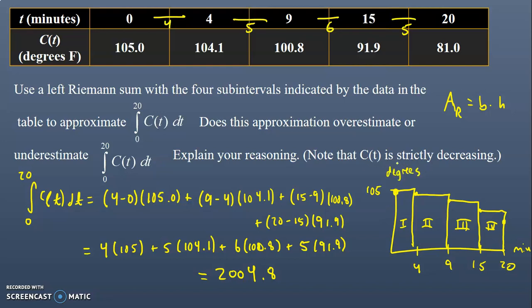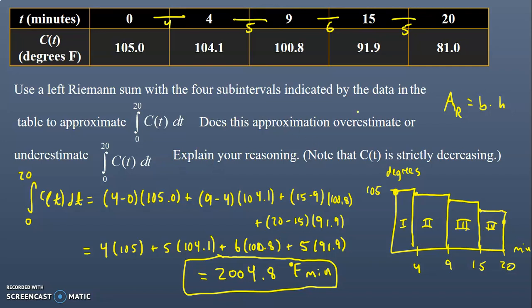So if I multiply minutes times degrees, I'm going to get degrees Fahrenheit minutes, which doesn't make a whole lot of sense. So on the actual AP exam, they would ask a different question, which I'll show you in a second. But for now, this would be our answer. Now let's explain the second part.